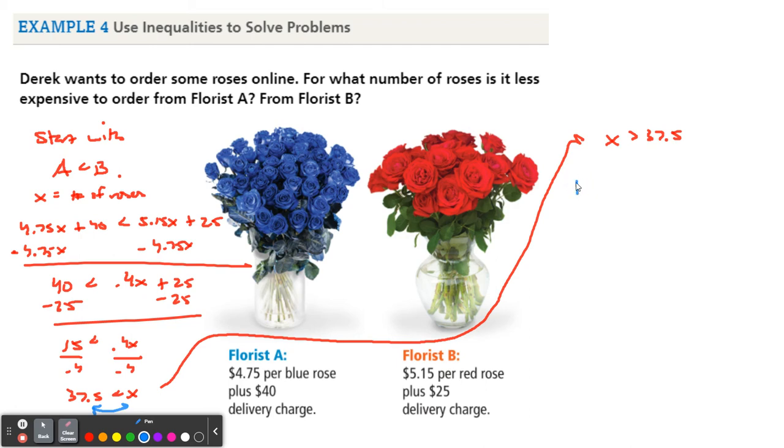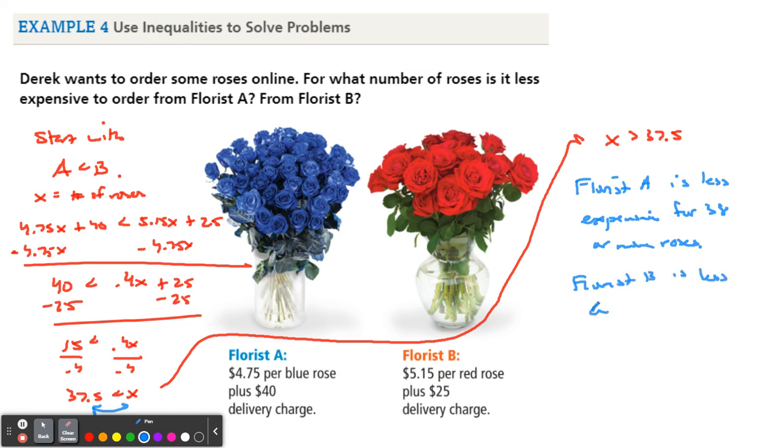Florist A is less expensive for 38 or more roses. Florist B is less expensive for 37 or fewer roses. And there we go.